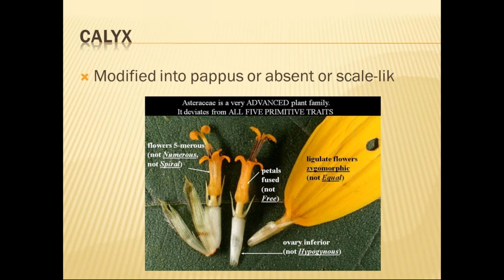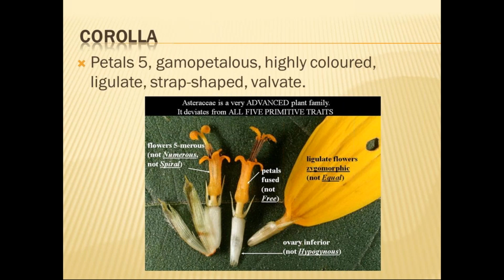Then in the ray floret, the calyx is modified like pappus, as we see here in the two photographs. You can see in the left side photograph that they have pappus-like structure, or it is absent, or a scale-like structure is present. The corolla has 5 petals, gamopetalous, as we see in the photograph, with united petals, highly colored. Generally yellow flowers are seen, yellow or mainly white, but variously colored flowers are also seen. They are ligulate, strap-shaped, and valvate in arrangement.